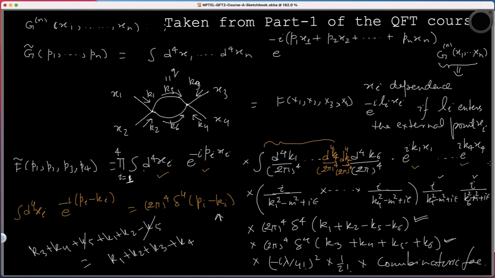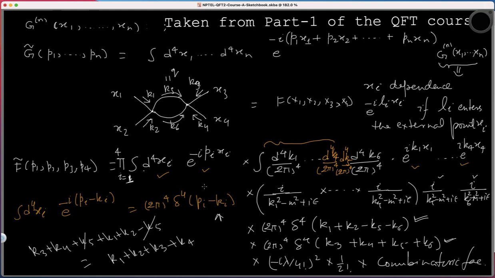So what I've done is I've pulled out two sheets from my previous course, the first course on quantum field theory, and here let's see the way we had written down the Feynman rules for the n-point Green's function. Here you have G_n(x1 to xn), and here this is G tilde, the Fourier transform, where doing a Fourier transform involves multiplying with these exponential factors, e to the minus i p_i x_i. So there's the Fourier transform.